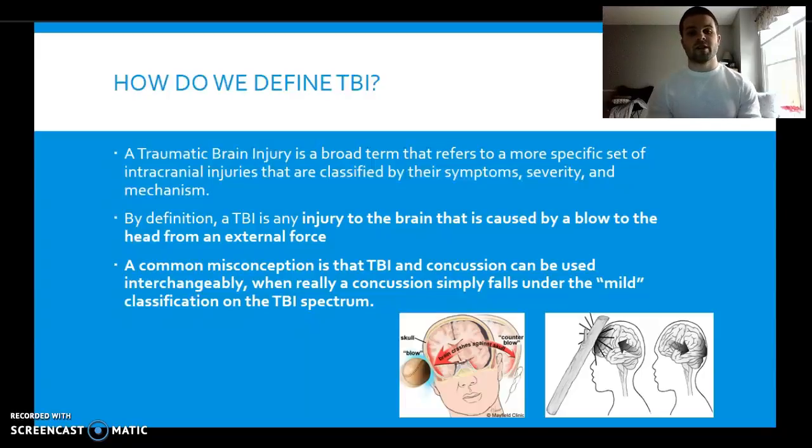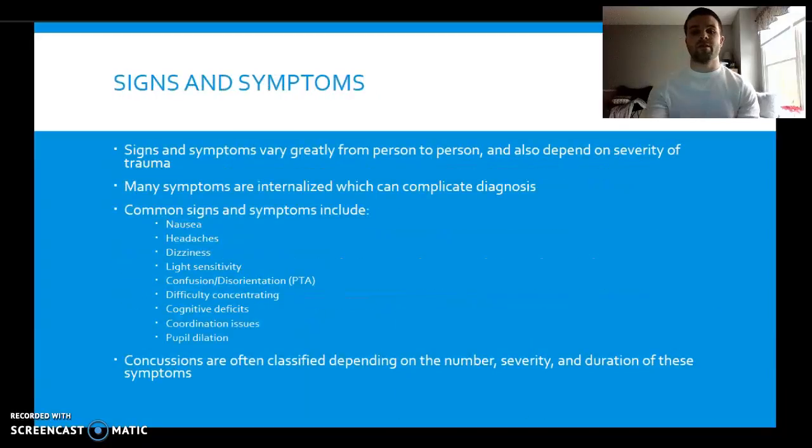So a common misconception is that TBI and concussion can be used interchangeably, when in reality a concussion is something that falls under the mild classification on the TBI spectrum. A TBI is any injury to the brain that is caused by a blow to the head from an external force, so it's a very broad term.